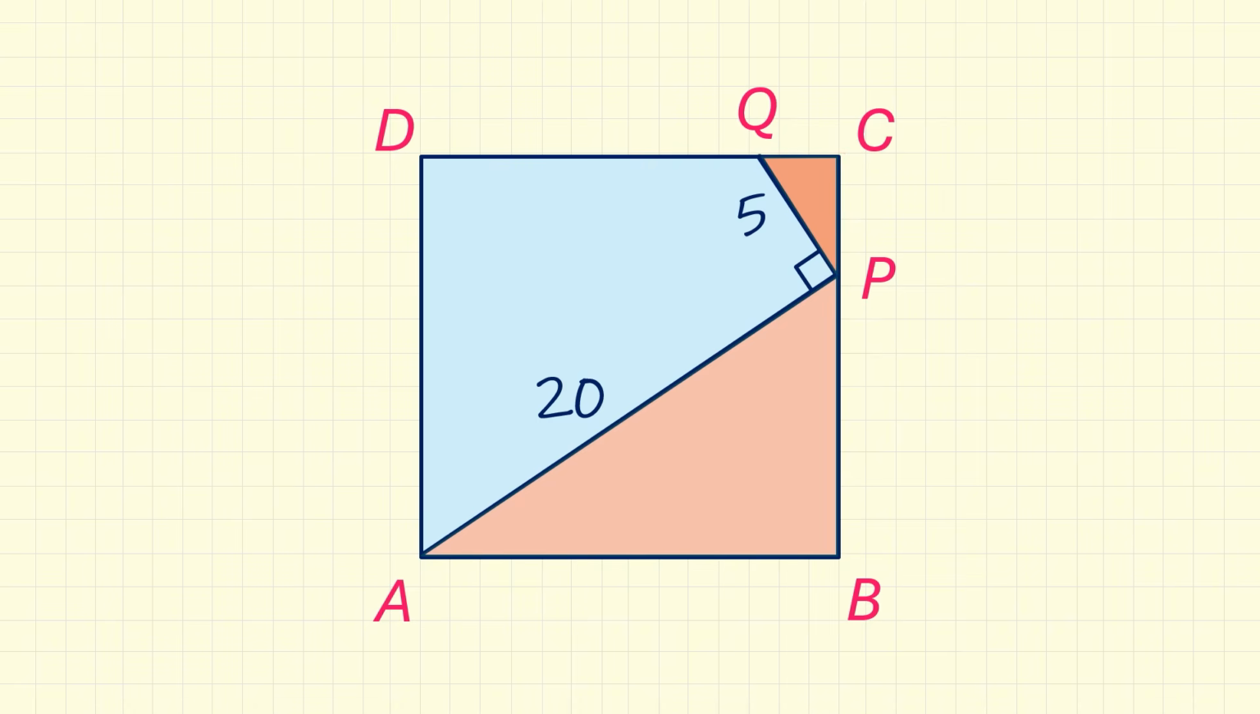Let's assign variables to our angles. In our bottom triangle, let's call the angle at corner A alpha and the angle at point P beta. Because corner B is a square corner measuring 90 degrees, the sum of alpha and beta must equal 90 degrees.